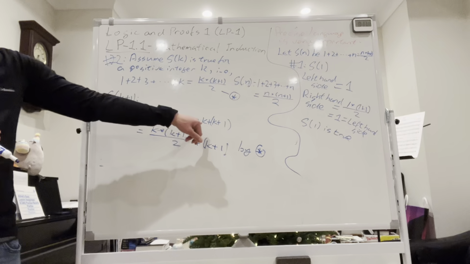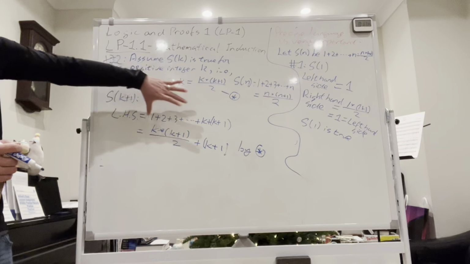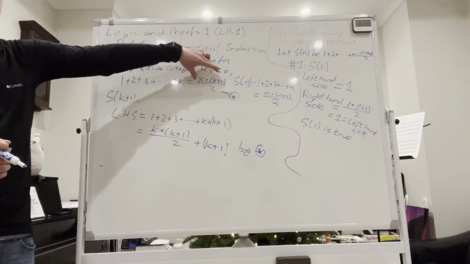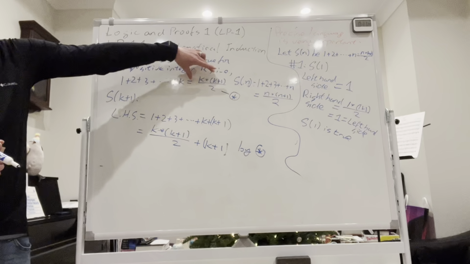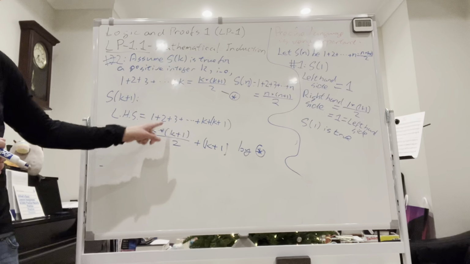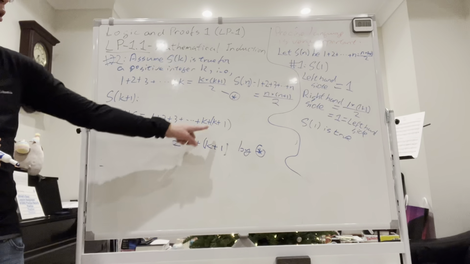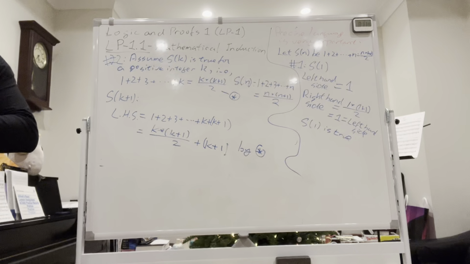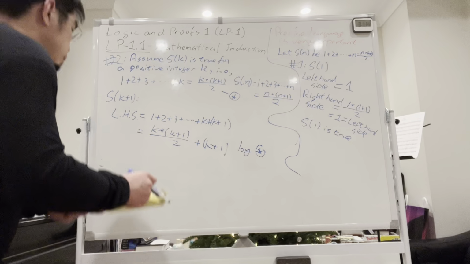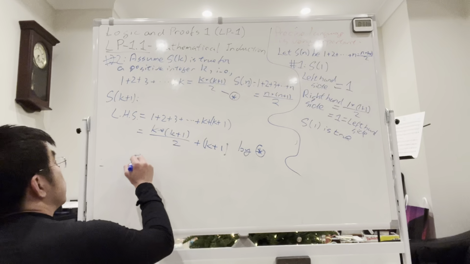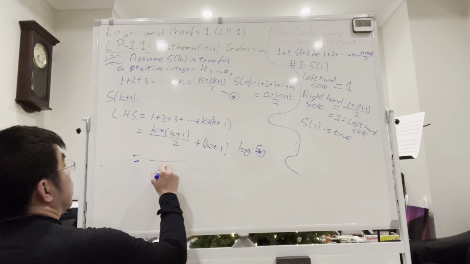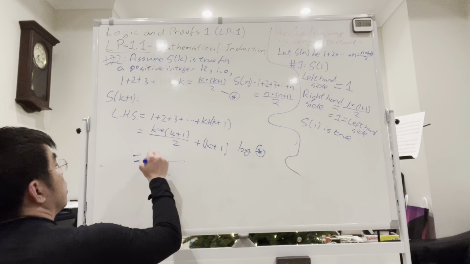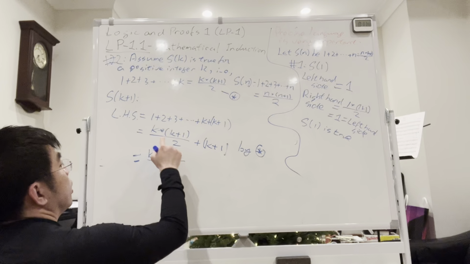okay, 1 plus 2 all the way plus k. Let's just take the first k, because we say we want to trust this is true. So we replace the first k terms by this formula. And then the last one is k plus 1. So then the rest is on the left-hand side. This one is now k squared plus k at the top.